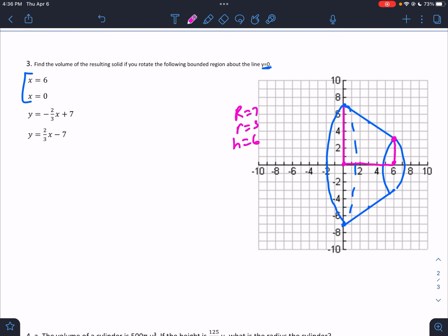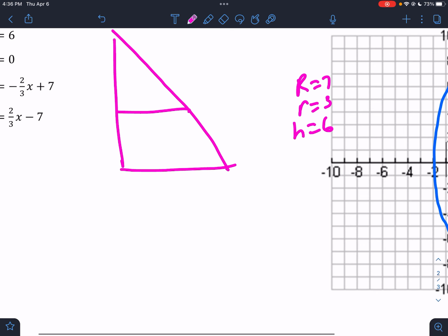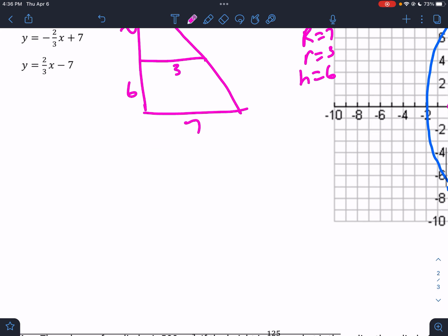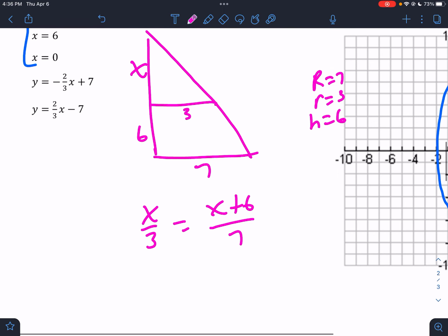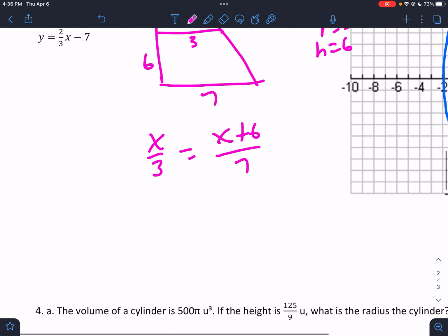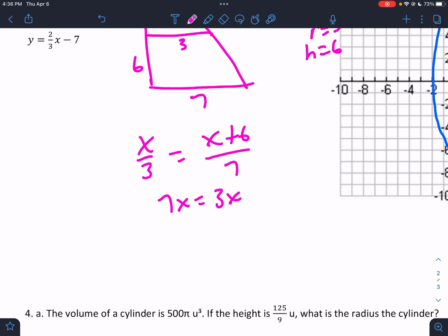So every frustum question is the same story. It's a right triangle with a bar. We make big radius 7, little radius 3, height 6, and we need this height. Good practice on proportions. We're going to do x over 3, that's left over bottom, equals big left over big bottom. That's the proportion. Cross multiply, we would have 7x equals 3x plus 18. So 4x equals 18, x equals 4.5.